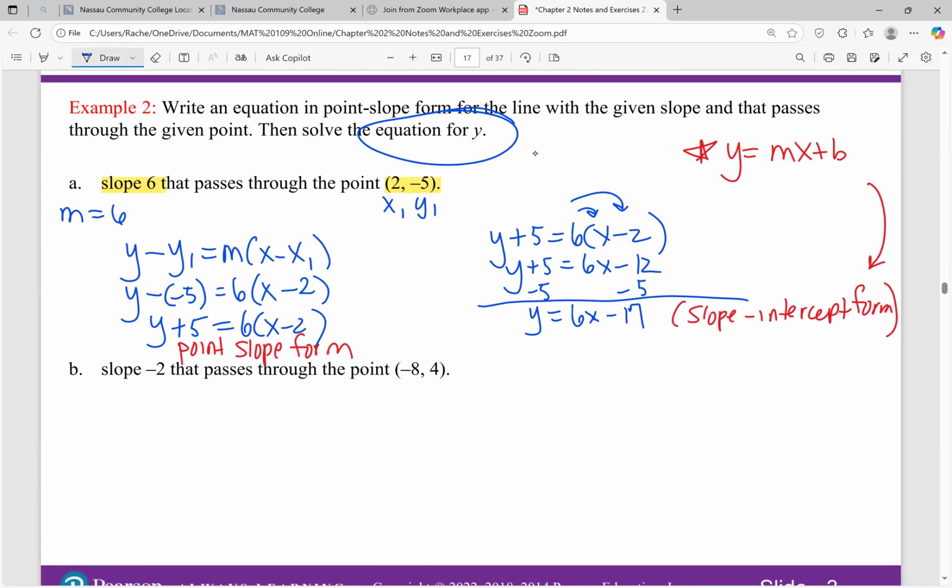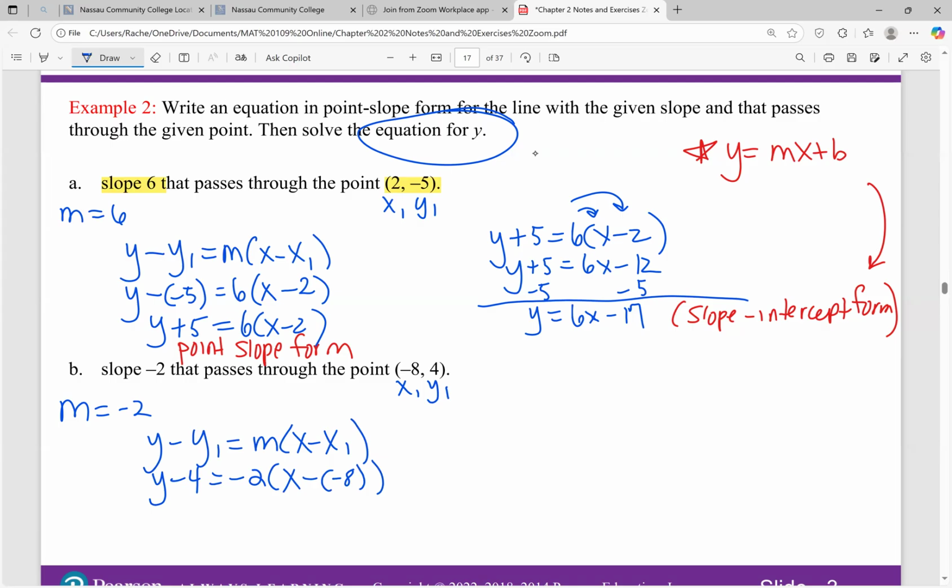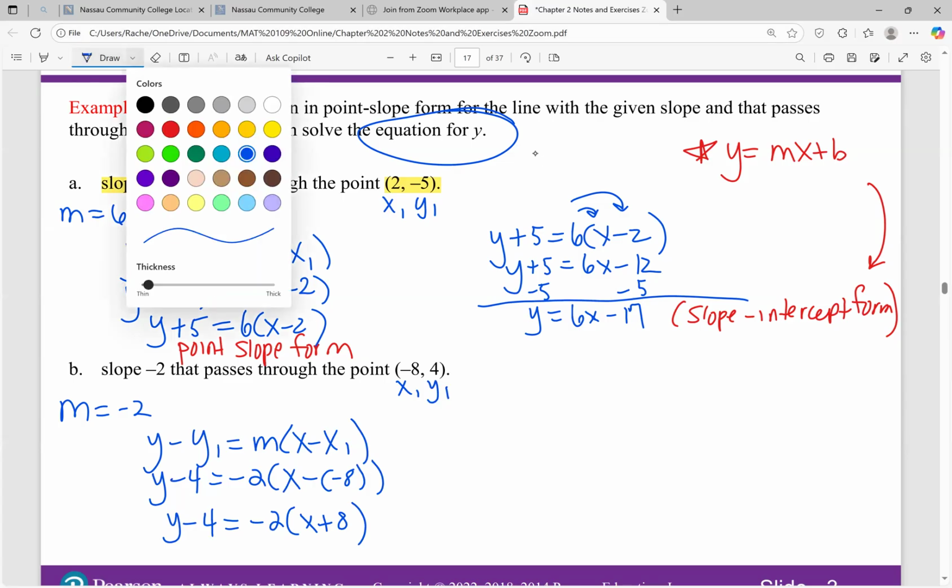Let's write the equation of a line that has slope -2, so m equals -2, and it's going to pass through the point -8, 4. So we'll call this point x1, y1. And my formula is y minus y1 is equal to m times x minus x1. And now we could plug in. So we're going to have y minus y1, which is 4, is equal to m, which is -2, times x minus, and be careful of that -8, right? Double negative again. So we have y minus 4 is equal to -2 times x plus 8. So that's my point slope form.